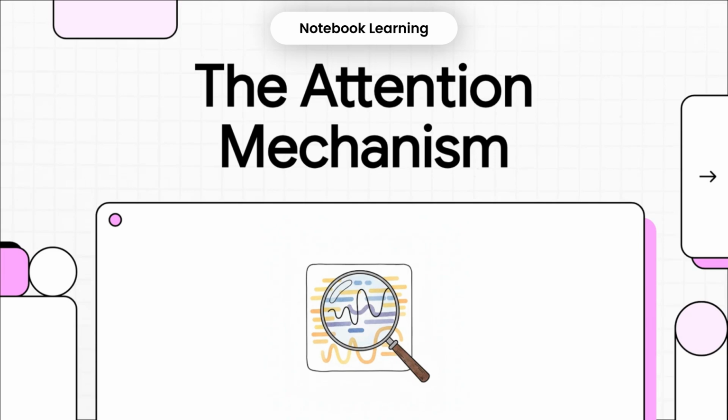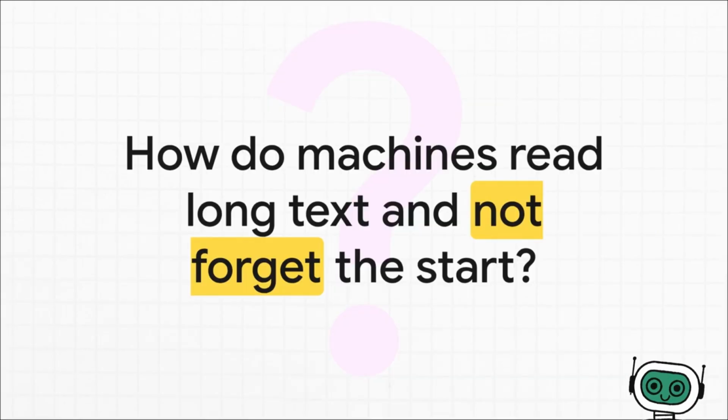Today we're going to break down one of the most important ideas in all of modern AI, the attention mechanism. This is the core concept that really unlocked the power of models like GPT. So what exactly is it? Well, let's start with a problem.